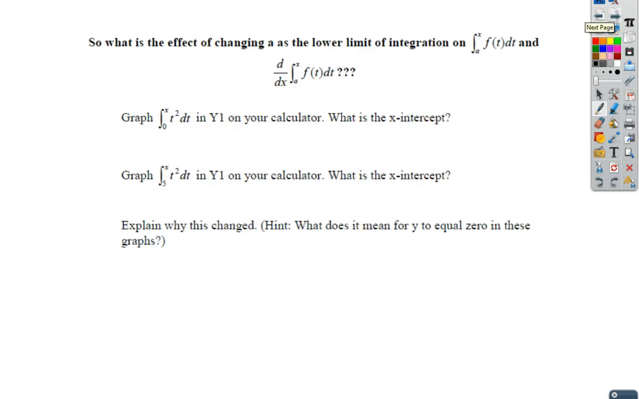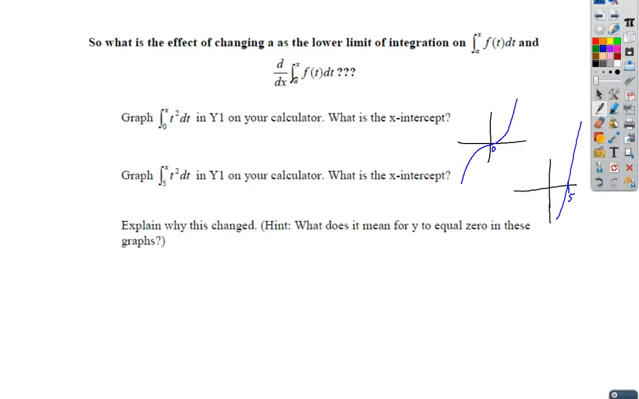Before we get there, I want you to see the effect of changing the lower limit of integration. What happens if I change a? So I'm going to pause the video. I want you to graph both of these on the calculator and sketch the graphs over here. It will take some time for your calculator to graph these. Put this one into y1, graph it. Put this other one into y1, graph it. Explain what has changed and maybe why it has changed. We'll go through that when we get done. I'm going to pause it, and you guys do it and sketch the graph.